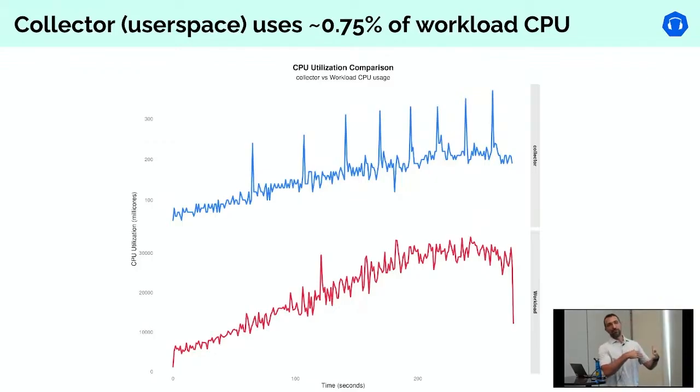So there's an increase. The red on the bottom is how much utilization the application had, and it reaches 30 cores, 30,000 millicores. And in blue on the top is how much the collector took, which rises towards 200 millicores. So that's 0.75% CPU overhead. So bottom line, 0.75 percent CPU overhead.